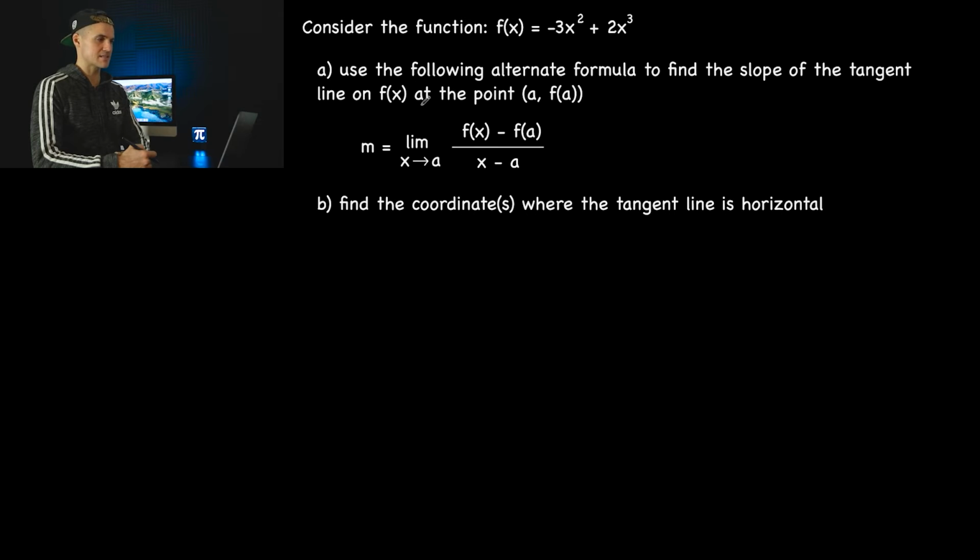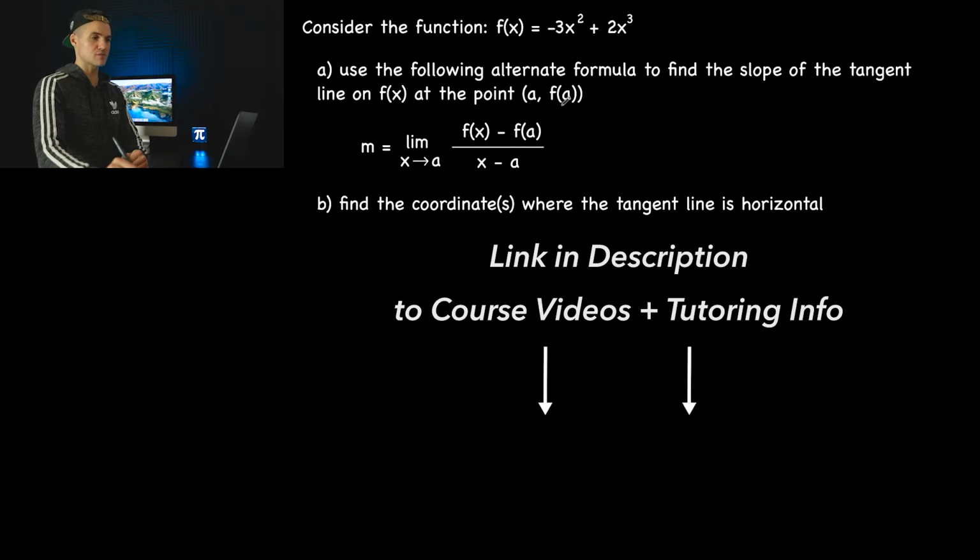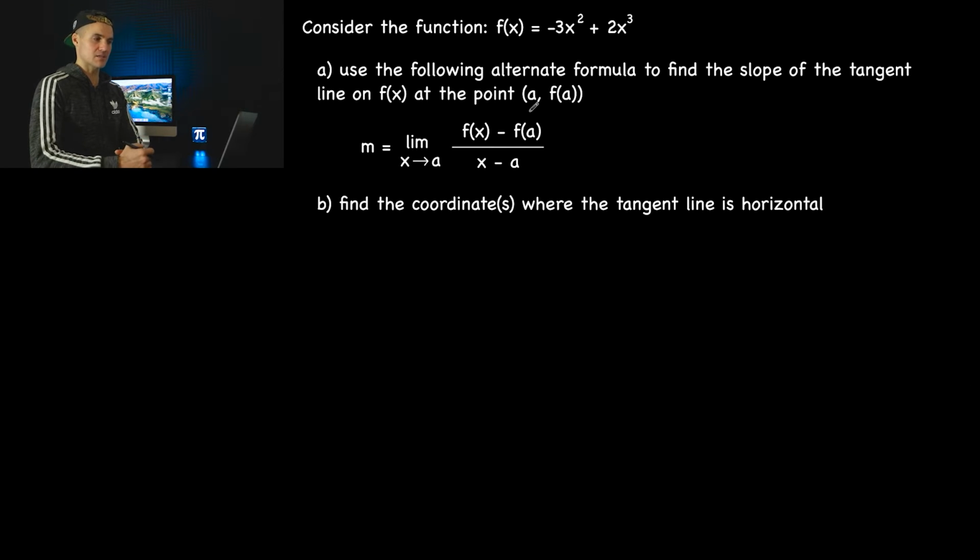Patrick here from All Things Mathematics, and moving on to the next example on the test. Here in this particular question, we are given a function, f of x is negative 3x squared plus 2x cubed, and we have to use the following alternate formula to find the slope of the tangent line on f of x at the point x equals a and y equals f of a, right? So this is the alternate formula.